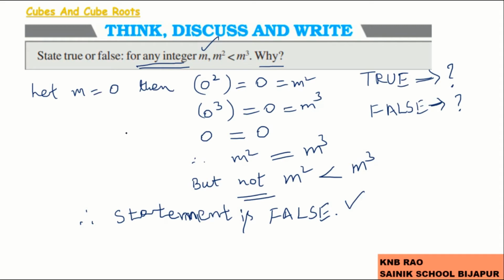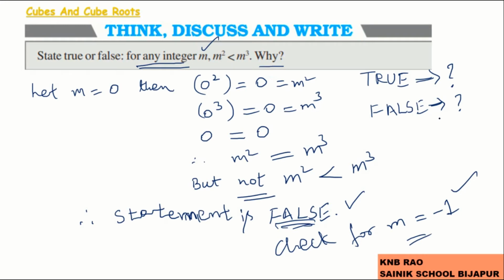You can check even taking some other examples. You can check m equals minus 1 also, where m square gives you plus 1, m cube gives you minus 1, isn't it? So plus 1 is always greater than minus 1. So m square is always greater than m cube when m is negative. So you can check for different values of m. So the final answer is false, and you can answer why through such examples.